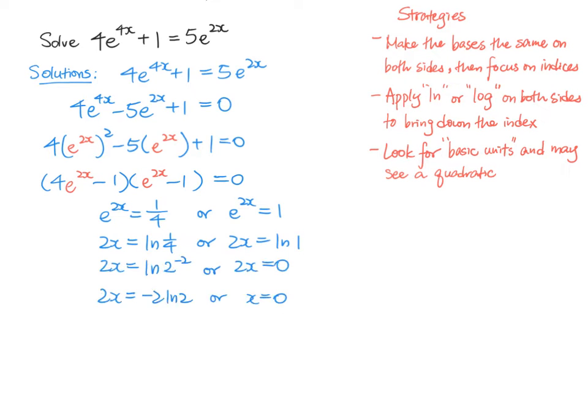And then we continue and break this down into the smallest prime number, that is 2, and we move the index to the front. And so x equals negative ln 2 or 0.